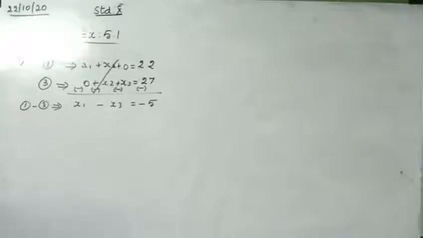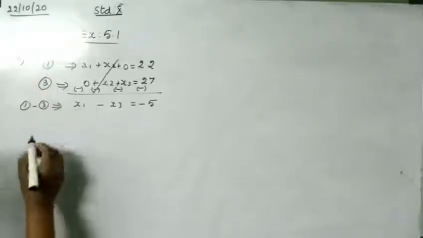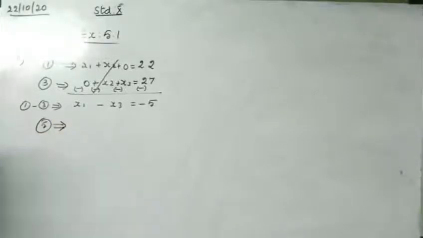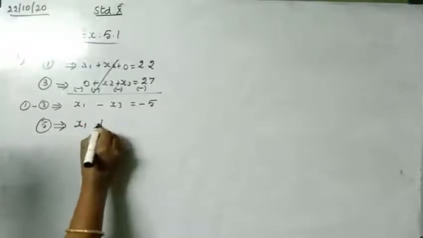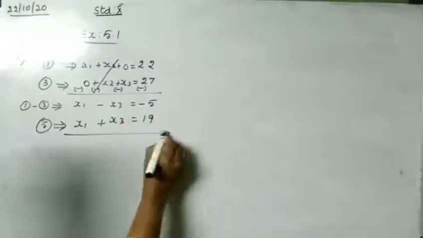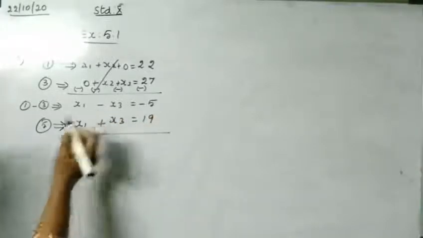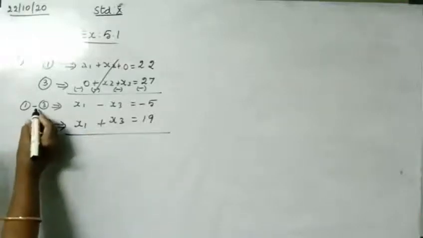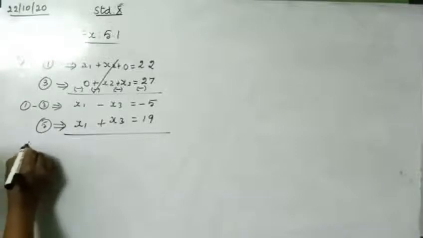And now first two equations we have taken, then take the fifth equation. So what is the fifth equation? x1 plus x3 is equal to 19. So now here is the different sign. So we have to add the equation now. So now add these two equations. Adding.